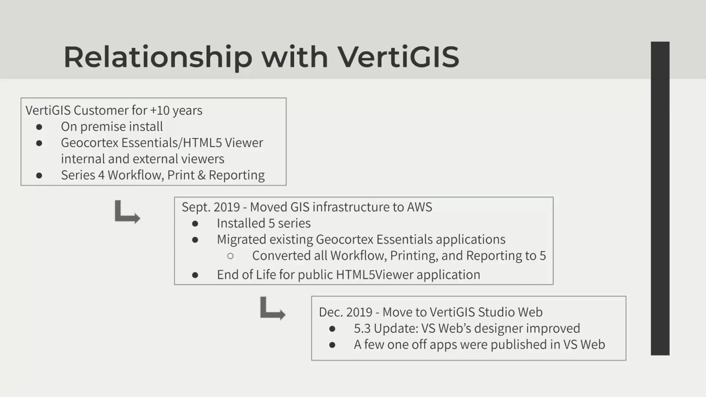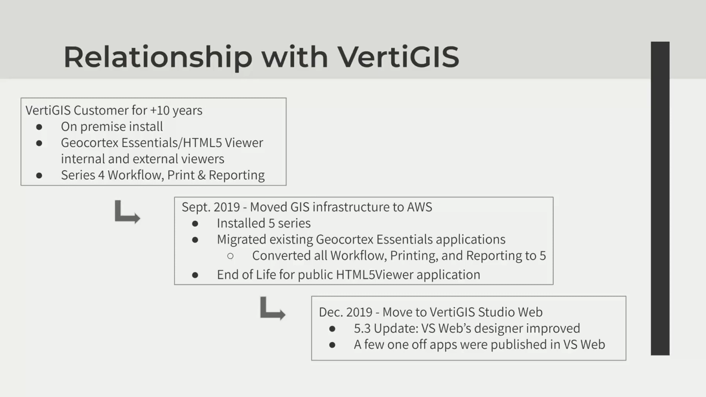And then in September 2019, we decided to make the move to AWS, Amazon Web Services, for our GIS infrastructure for multiple reasons. So we installed the 5 series, and then we migrated the existing Geocortex Essential applications over. So we had to convert our workflow, printing, and reporting to 5. And then we started the end-of-life process for our public HTML5 viewer application.